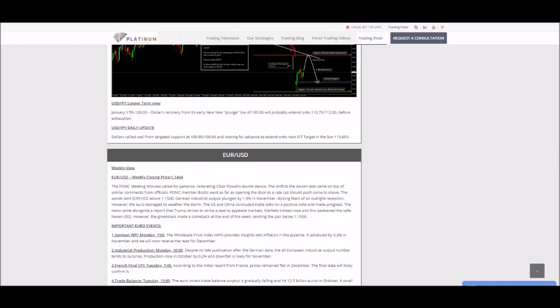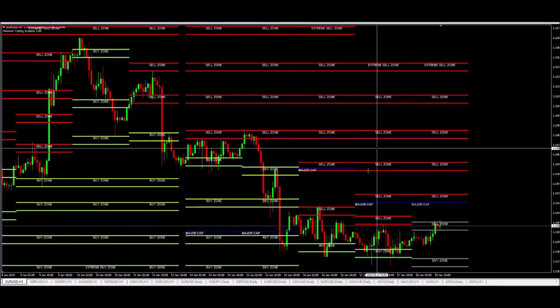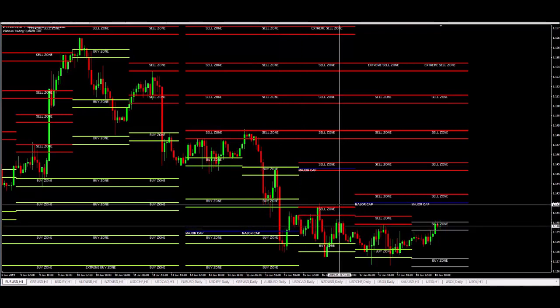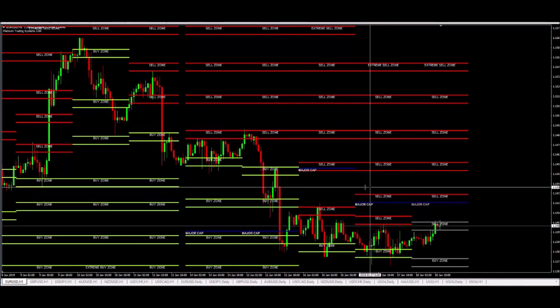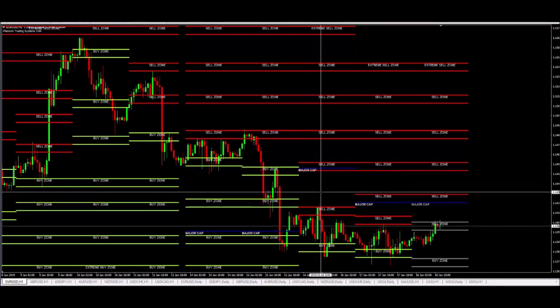Now let me take you to the actual trades themselves. So these are the trades that triggered in. As you can see, we've got buy and sell zones here spread across all the chart. Now certain zones are labelled. You can see these zones are labelled with the label major cap. Now these are the zones that we have labelled for our clients to be significant zones to trade for that day, for that currency pair.